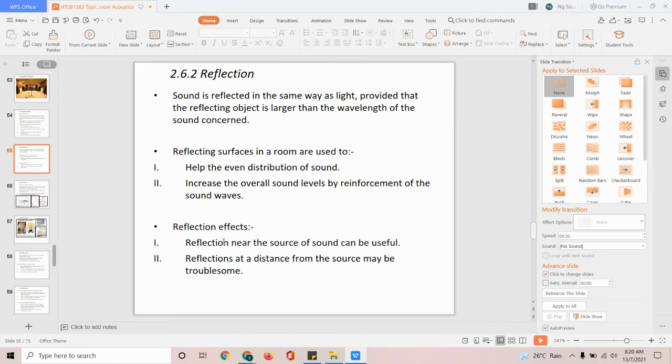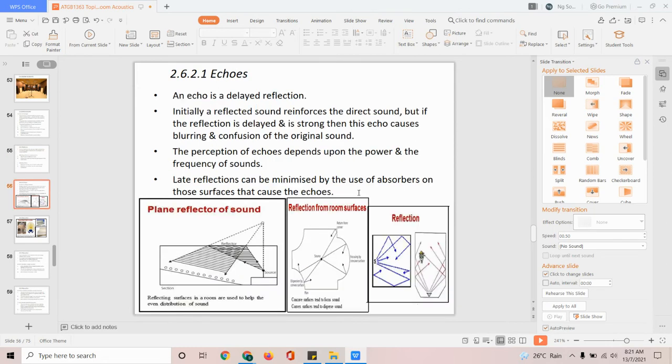When sound is reflected nearby, it has a reinforcement effect. But if it is at a distance, then it will be an echo. It is a nuisance, because you don't want something that repeats itself a few seconds later. But a sound that reinforces the quality of the sound is very useful. As mentioned, if the sound comes a bit later, it is called an echo. An echo is a delayed reflection.